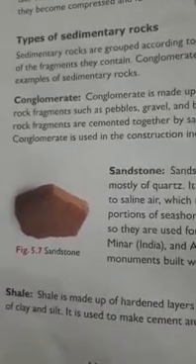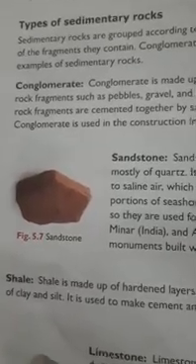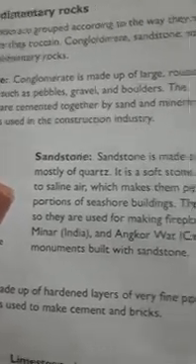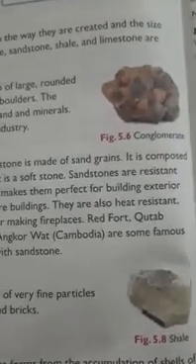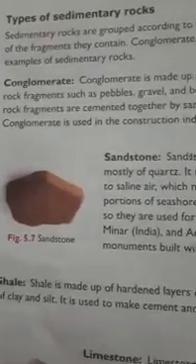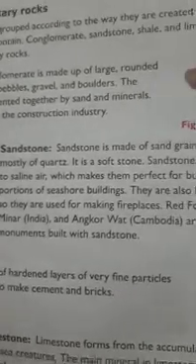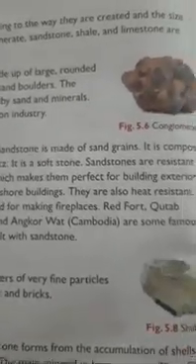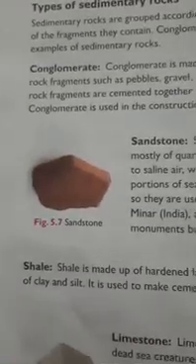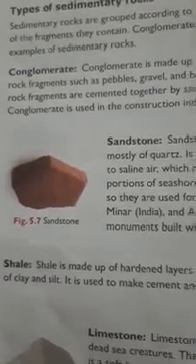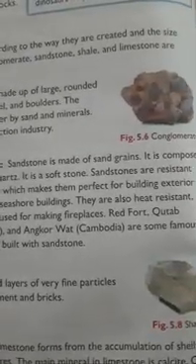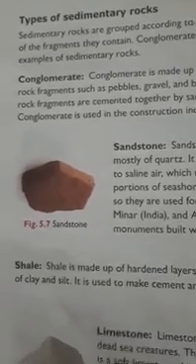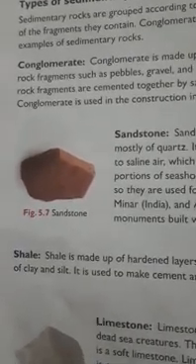Now we will see types of sedimentary rocks. Sedimentary rocks are grouped according to the way they are created and the size of the fragments they contain. Conglomerate, sandstone, shale and limestone are examples of sedimentary rocks.